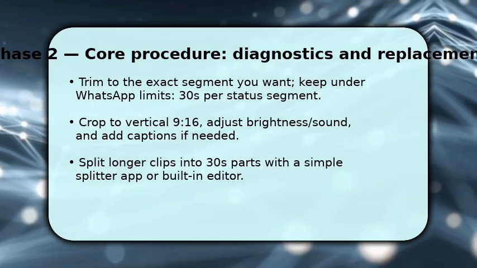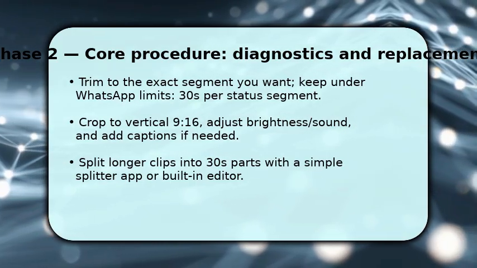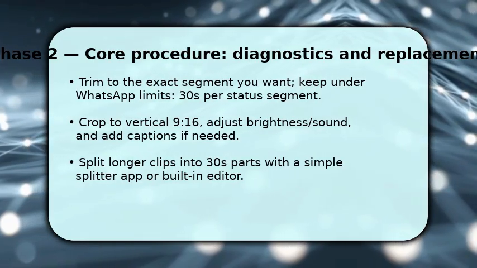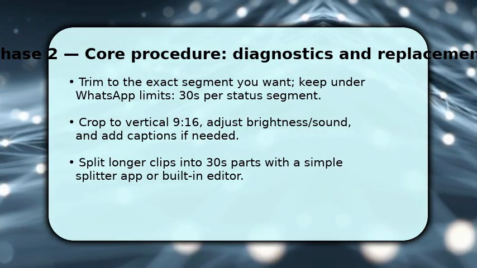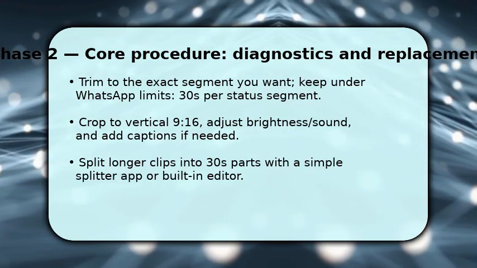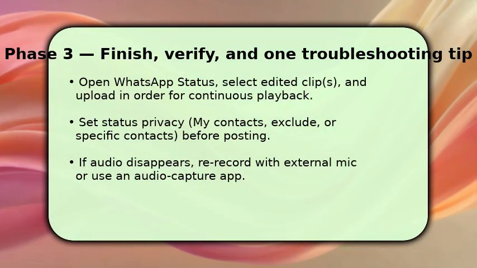If the short is longer than 30 seconds, split it into consecutive 30-second segments with a lightweight splitter app. This keeps continuity when you post multiple status updates. Also normalize audio and add captions for viewers who watch muted. Now go to WhatsApp status and choose your edited video files in order. This makes the short play as segments.